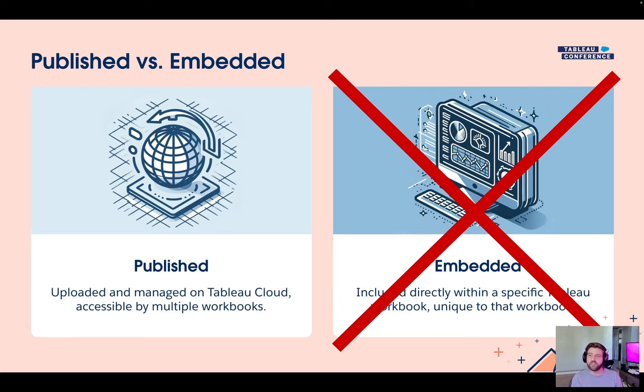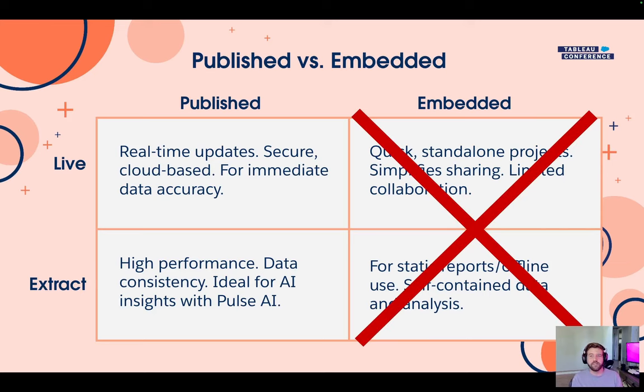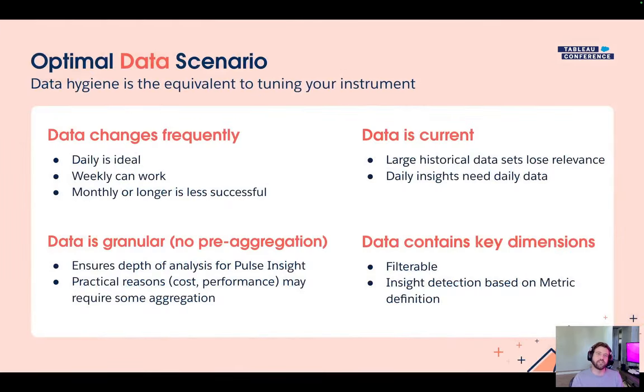Truly, this brings us to the only requirement of Pulse, that it needs to be a published data source. And to illustrate that and really drive that home, there are times and places for published and embedded data sources. There's a time and a place for a live and an extract. There are pros and cons of each. But in this case, and for Pulse, you cannot work with an embedded data source. It needs to be published. And again, remember, that could be live, extract, it can be a bridge connection, it can be a virtual connection.